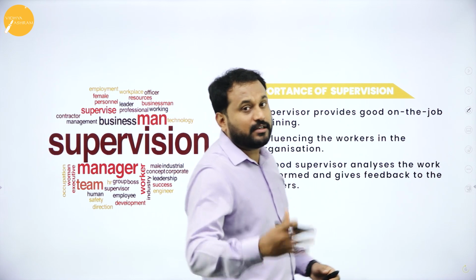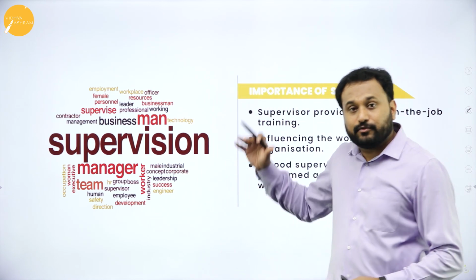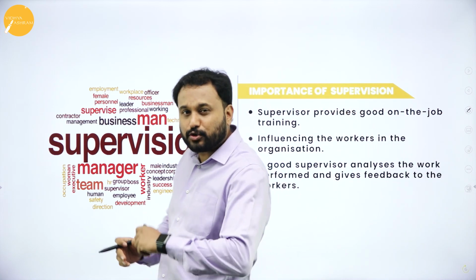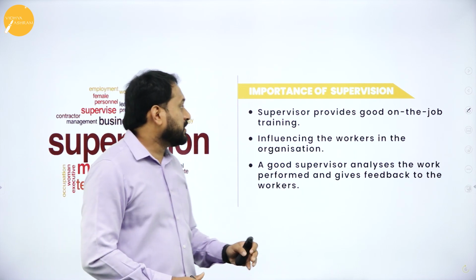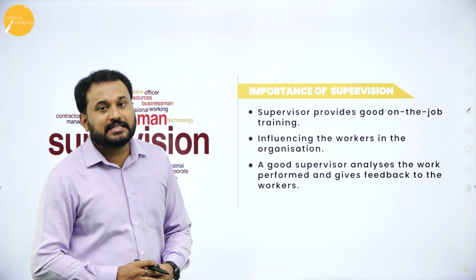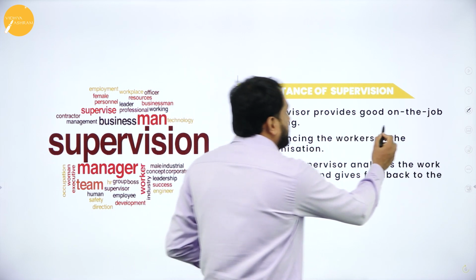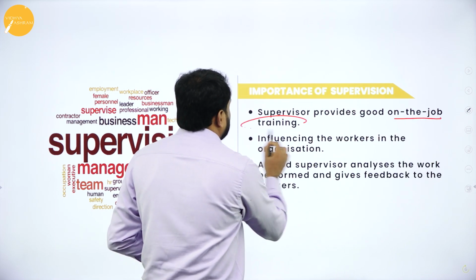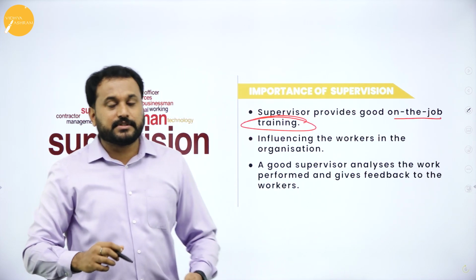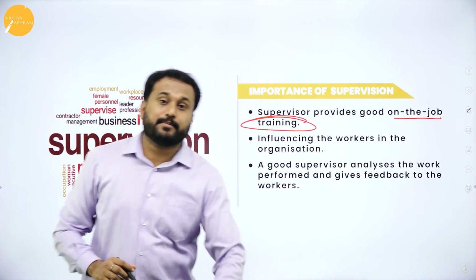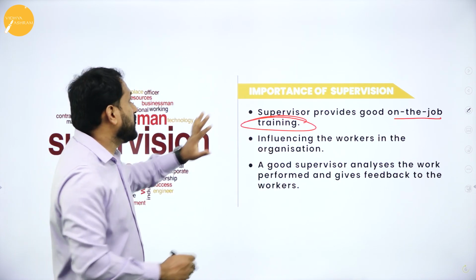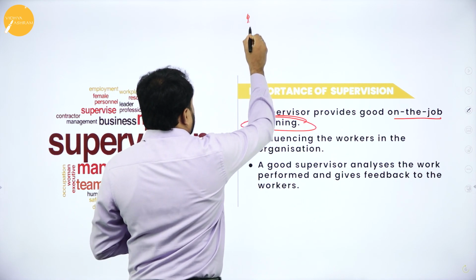Now you have the continuity of the importance, that is, there are a few more importance of supervision. It is totally different from what we have learned. Now here the supervisor provides good on the job training. What is it? On the job training. He is a person who will go with on the job training properly. How exactly does he do it? Now you need to understand here, right?